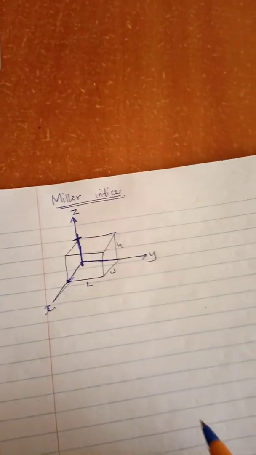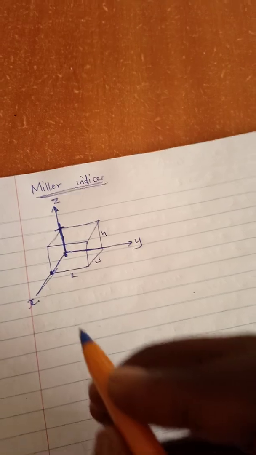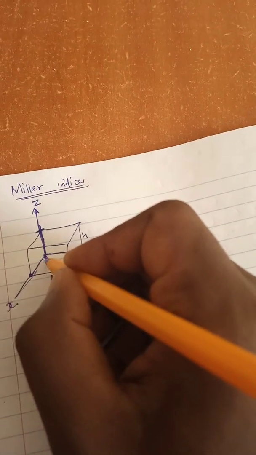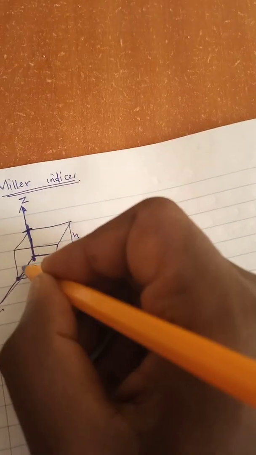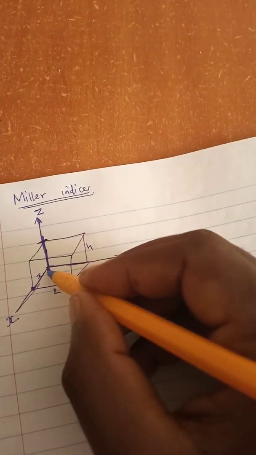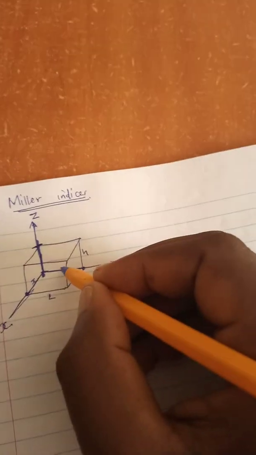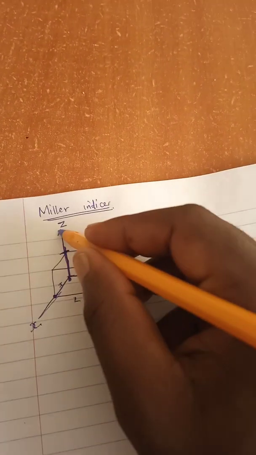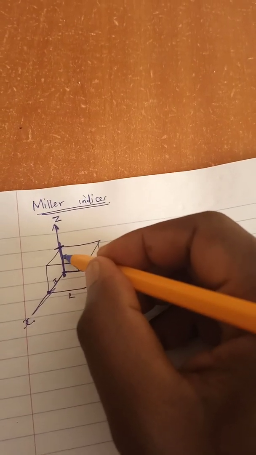After locating this cube in the x, y, z coordinates, the next thing is finding the distance from the origin to x. So for this cube, from the origin to x, that distance is small x. Then the distance from the origin to where it reaches the y axis, we call that small y. Then the distance from the origin to z, where it reaches there, we call it small z.